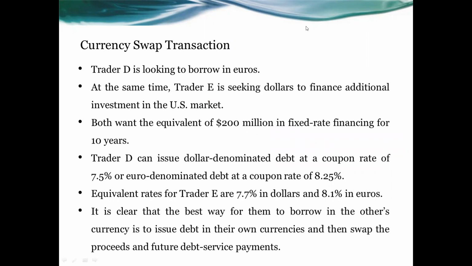There is a trader D who is looking to borrow in euro. In the meanwhile, there is a trader E who is seeking to buy dollars. There are two parties, trader D and trader E. Trader D wishes to have euro borrowings, or a euro loan. And trader E is looking for taking loans in terms of dollars. Assuming that it is $200 million worth of loan amount, for a 10 year time period.